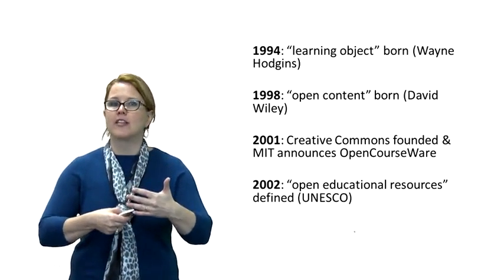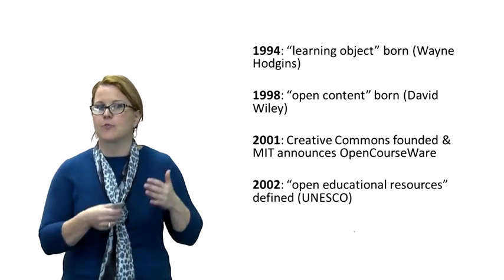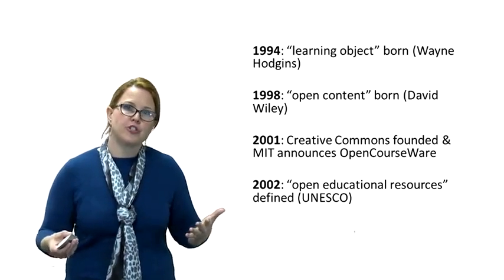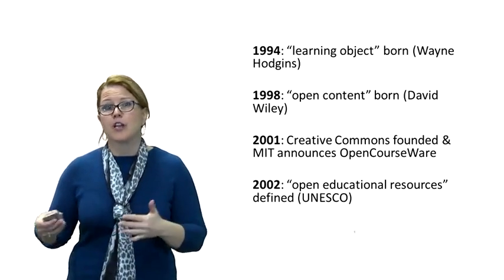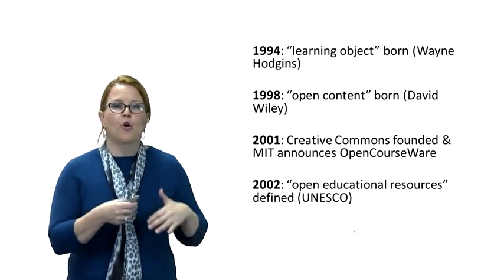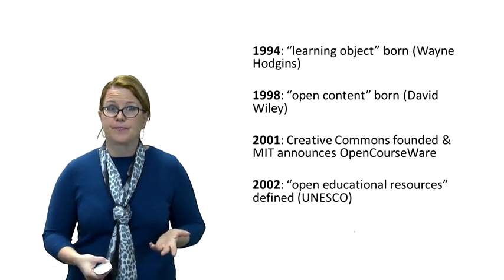Well, this evolved. All of this evolved, and then in 2002, the idea of open educational resources was defined. This was actually defined by UNESCO as an effort to help bring education to countries that don't have access to the same kinds of experts or research institutions like we do, in developing countries.